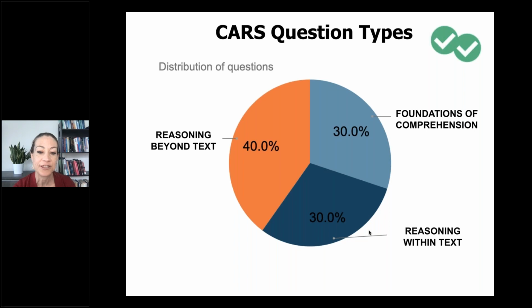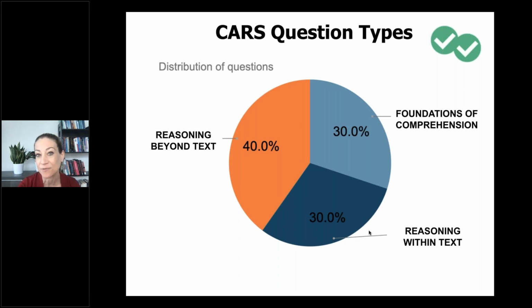The dark blue at the bottom, 30%, is reasoning within the text. This is trying to make connections between different parts of the text, knowing what the main purpose is, knowing what the author's position is. These are a little more challenging. Then the third, the orange sector, is the biggest proportion here: 40% are asking you reasoning beyond the text.